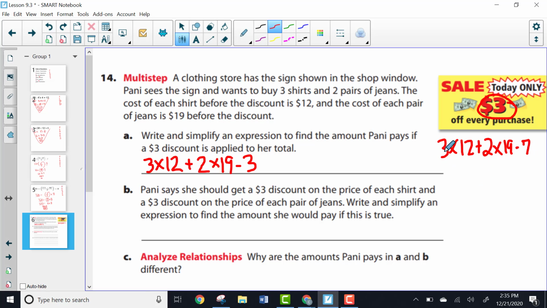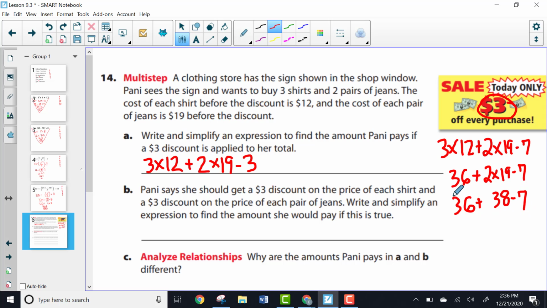First step, 3 times 12, 36, plus 2 times 19 minus 7. And remember, you only do one step per time of writing it out. In other words, I'm not going to multiply 3 times 12 and 2 times 19. I'm just going to write it out again. So 2 times 19 is 38. So now I have 36 plus 38 minus 7.